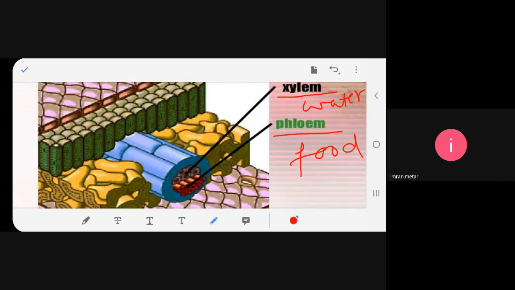So food, when it is prepared with photosynthesis, from the leaf, again I repeat, the food has to go to all parts of the body, yes or no? Whereas water has to come from the roots to the leaf for photosynthesis, yes or no? So which are the cells which are doing it? Xylem is doing the conduction of water and phloem is doing the conduction of food. Is this clear now?